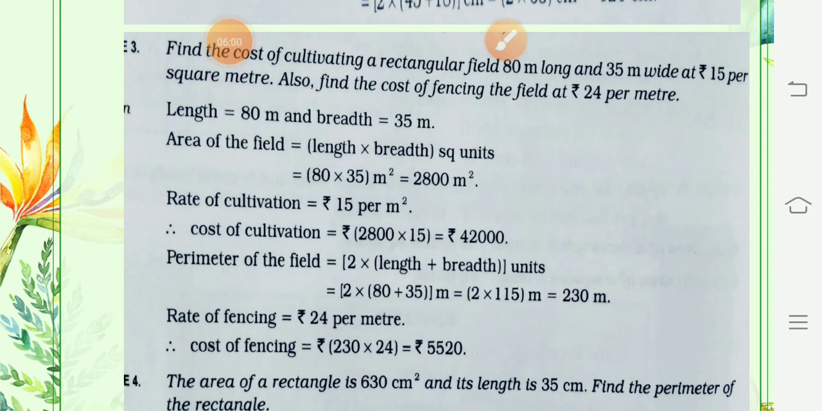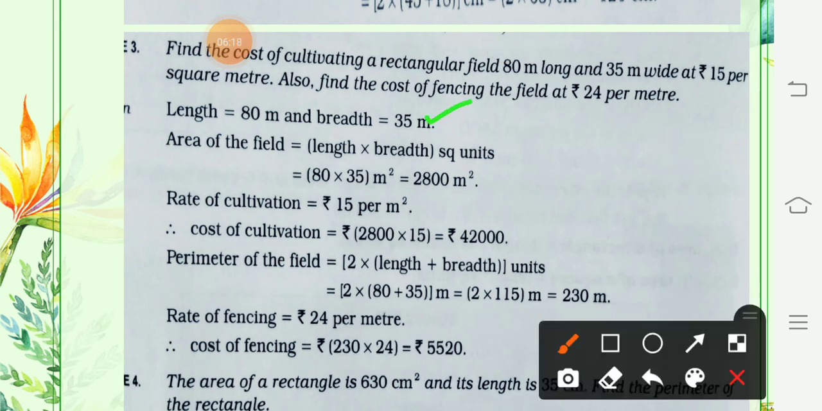Find the cost of cultivating a rectangular field 80 meter long and 35 meter wide. Length and breadth are given. At rupees 15 per square meter. So we have to find the cost of cultivating. Now in this question, length and breadth are given. We have mentioned here to find out the cultivating. We find the area, length and breadth, square unit. So 80 into 35, we get the area 2800 meter square. Now move to the question.